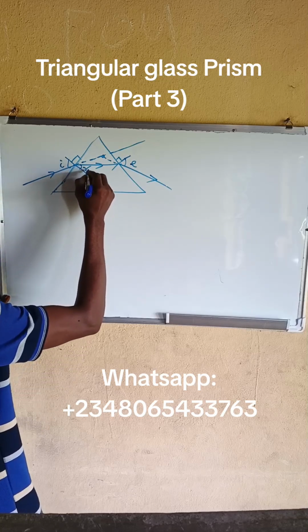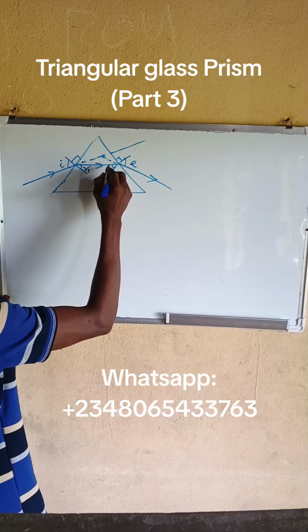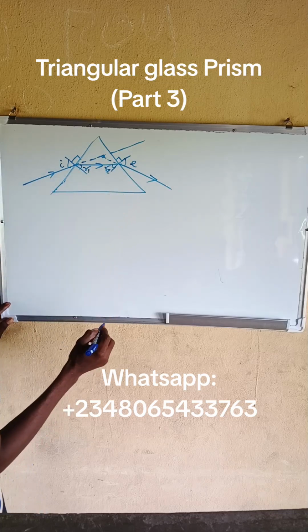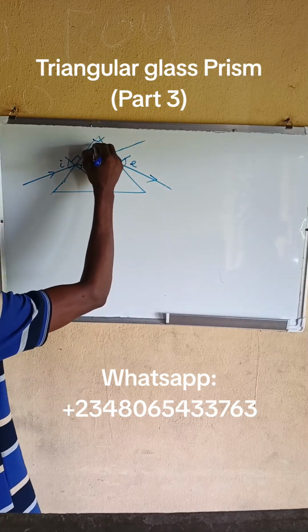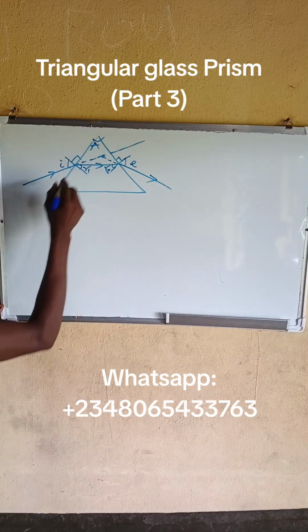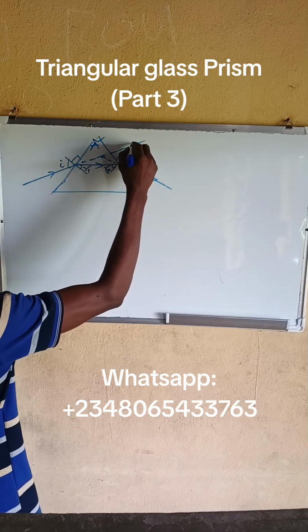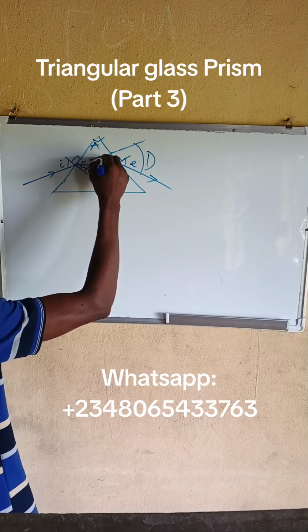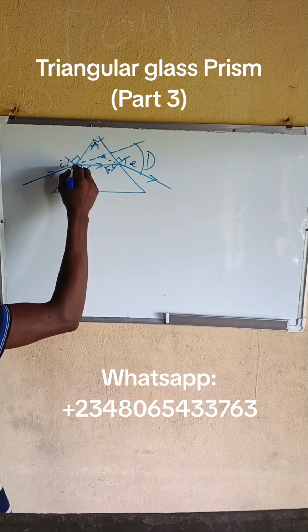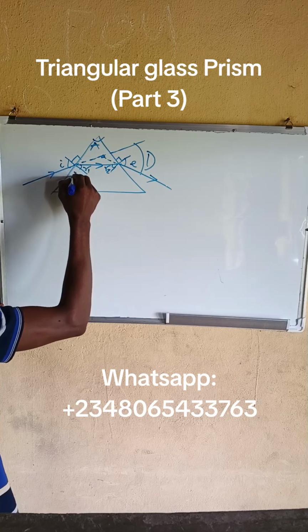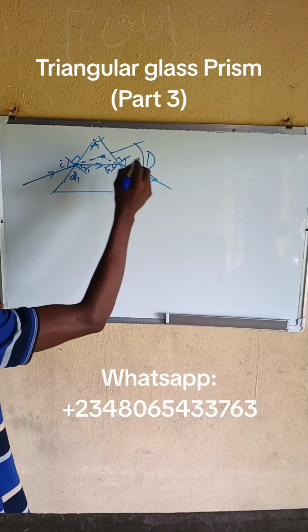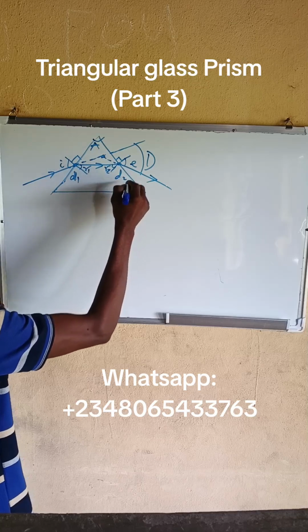Now this place is R1, the angle of refraction, and this is R2, okay? This is the angle of prism. Here at this point, I call this place deviation, which is measured at this point. There is going to be a deviation 1, another deviation here at this point, and another deviation at this point.